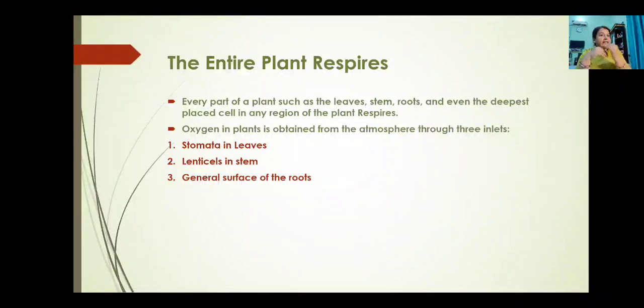So why are these inlets given here? Because gaseous exchange takes place through different parts of the plant. So basically in plants there are three different regions from where gaseous exchange takes place: the stomata, then the lenticels, and the general surface of the roots. Since the roots are deep in the soil, through the surface of the roots also the diffusion of gases takes place. So these are the gas exchanges we covered.